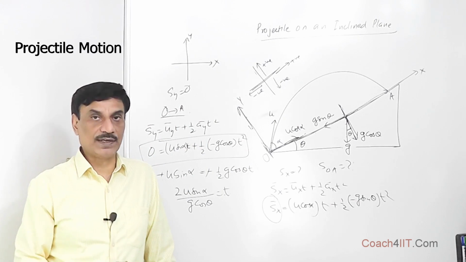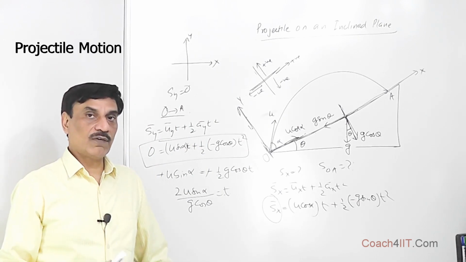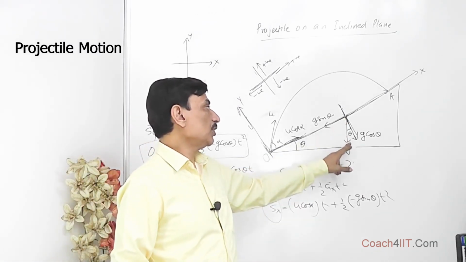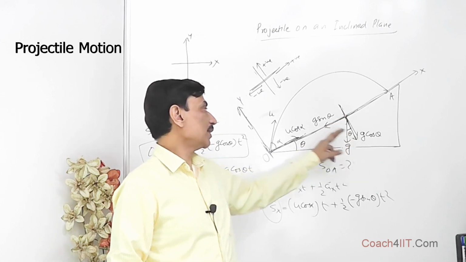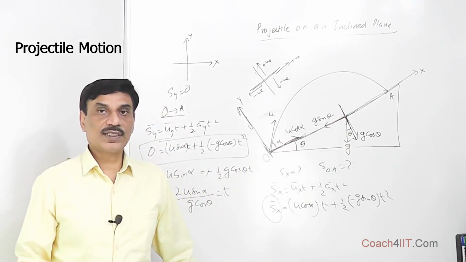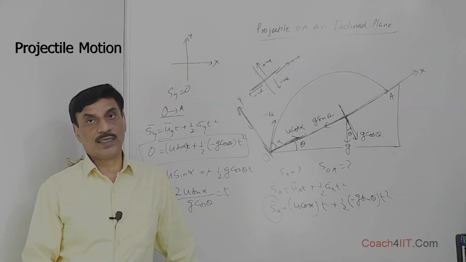We can put the value of t from here to here, and we can find the value of the range on the inclined plane. So the only new thing you have to consider in cases of projectile on an inclined plane is that you have to make the components of g along the x-axis and along the y-axis. You take this as the x-axis, this as the y-axis, and the rest you can do using the equations of kinematics as you had been using in our earlier cases.